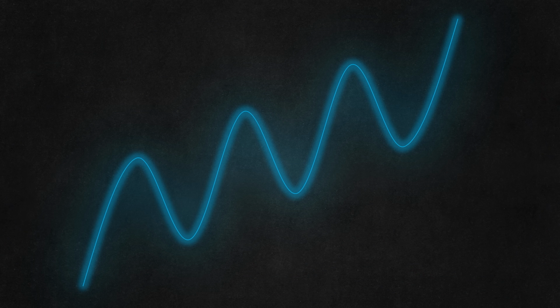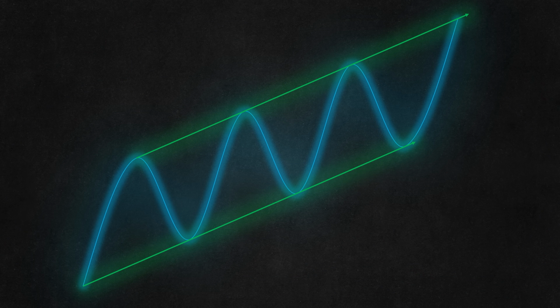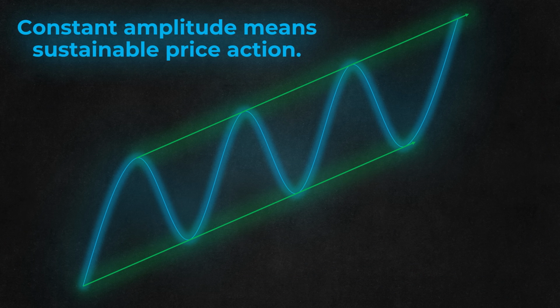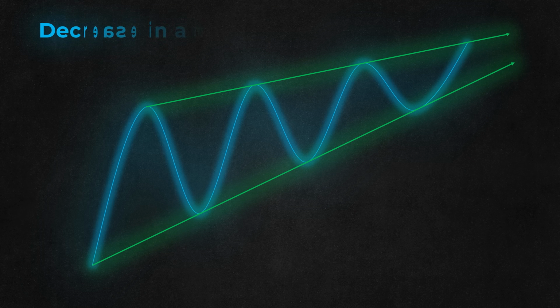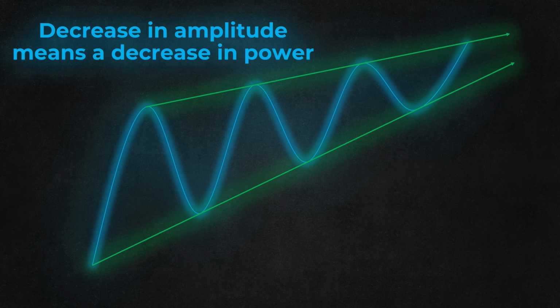In this image, you can see an example of neutral price action, which means a constant cycle amplitude. The highs and lows are parallel. This means that the trend is balanced and therefore sustainable. In this next image, you can see an example of converging price action, meaning that highs and lows are approaching each other by a gradual decrease in cycle amplitude. There is a decrease in volatility, which means that there is a decrease in trend power.